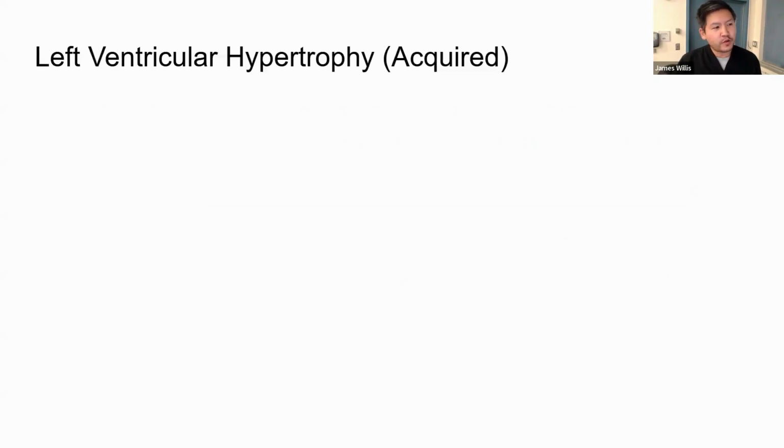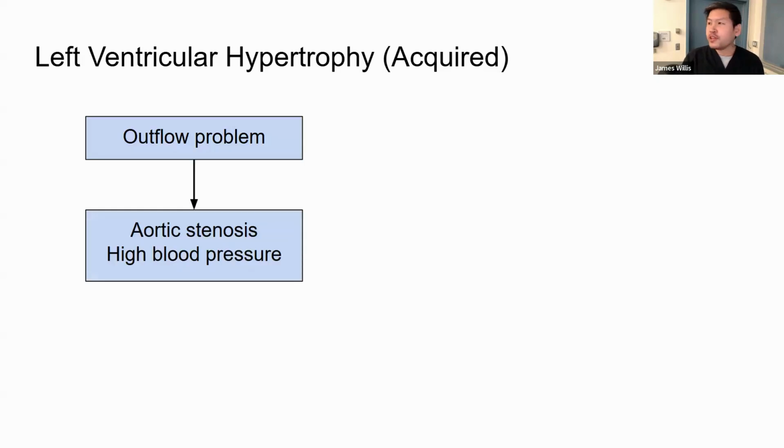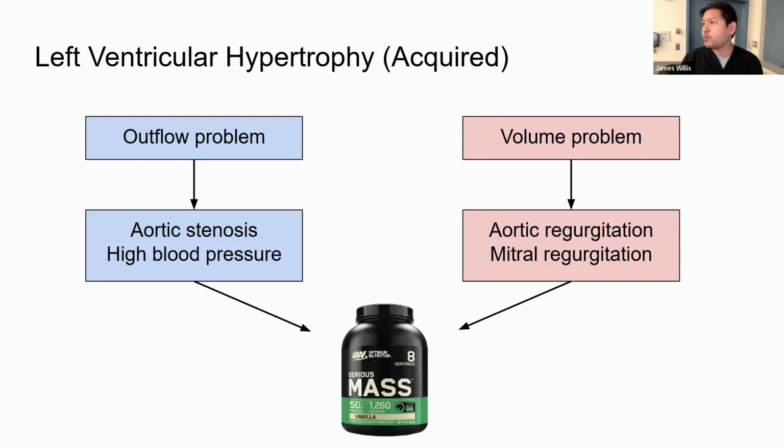So let's go over acquired LVH. Usually it's a problem with either outflow or a volume problem. So most commonly, it's a problem with high blood pressure. We see a lot of this pattern in our patients because we have a lot of uncontrolled hypertension in our patients. But other things to think about are valvular problems, regurgitation, stenosis, and what results pathologically is you get more mass.